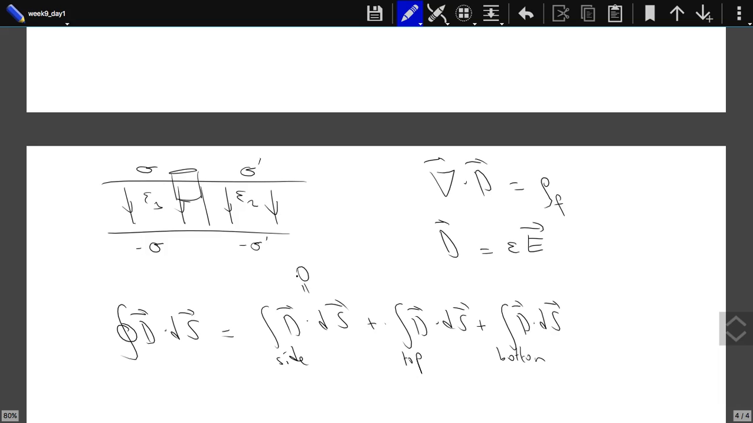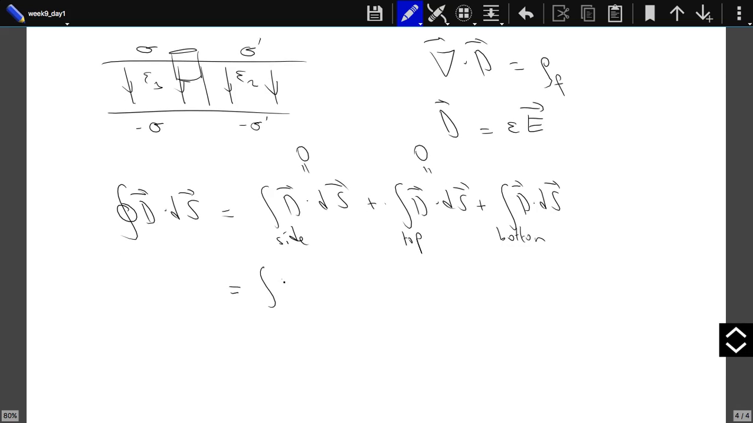On the top, that is outside the conductors, there is no displacement field. So this D is 0 on the top, so this integral is 0. Now let's look at the bottom. I assume that D is perpendicular, vertical, pointing downward. The S vector at the bottom is also pointing downward. They have the same direction. So this is equal to D times ds on the bottom.